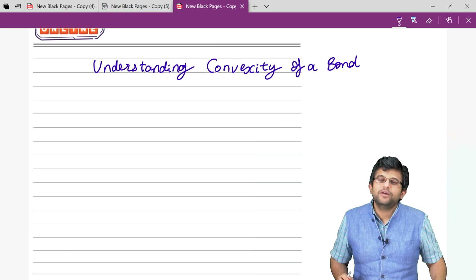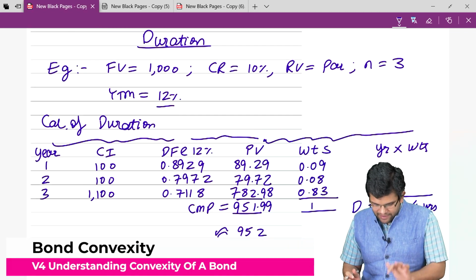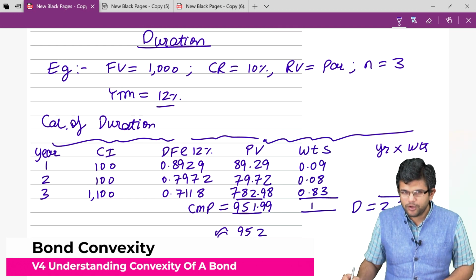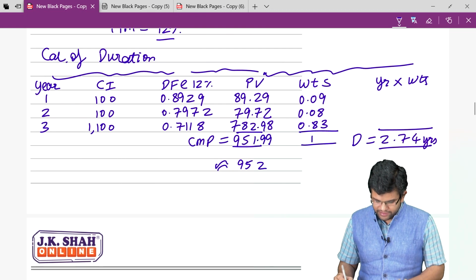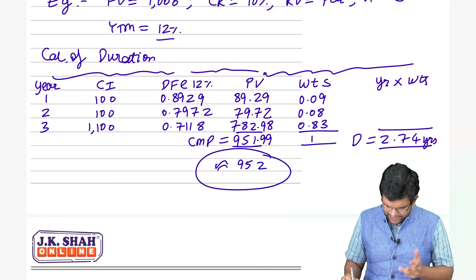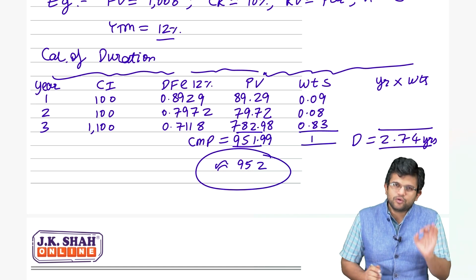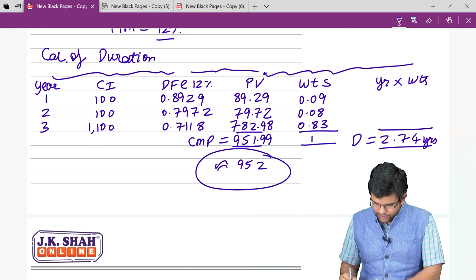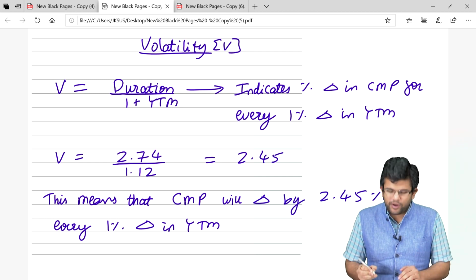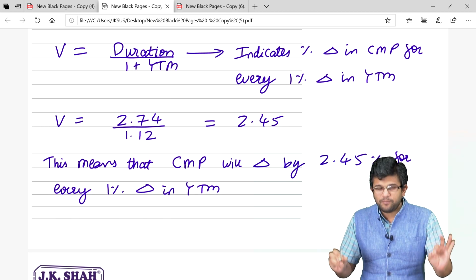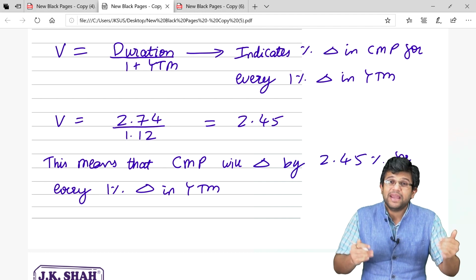So welcome to this video where we will finally be understanding the convexity of a bond. For the same, I will be continuing this example which I had given to you some time back, where we had calculated the duration as 2.74 years and the current market price had come to 951.99, rounded off to 952. So children, we have a bond whose CMP is 952, the duration is 2.74 years, and the volatility is 2.45. Now what does 2.45 mean? This means that CMP will change by 2.45% for every 1% change in YTM. Inverse relation, right?